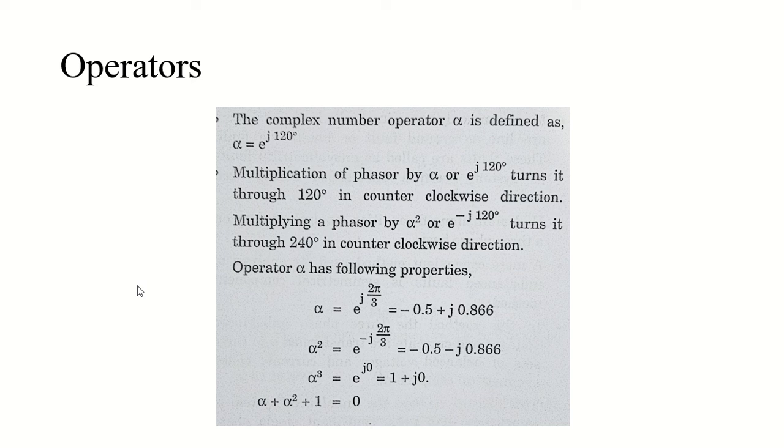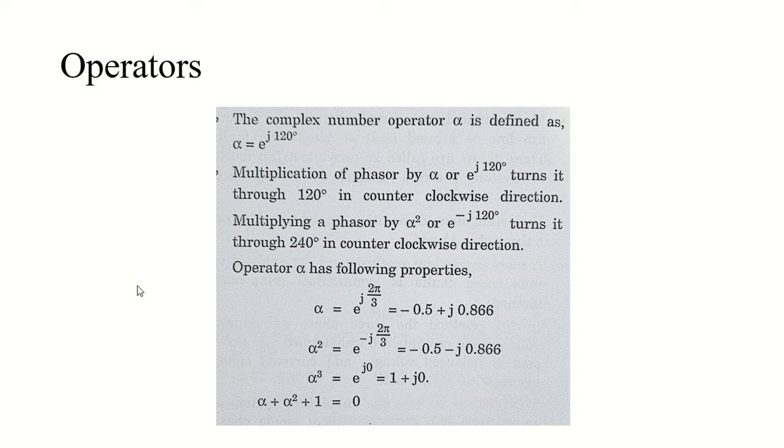Alpha square, which was e raised to minus j 2 pi by 3, you can represent in the same way. This time the only difference will be the sign before the imaginary number, which will be changed. So the value will be minus 0.5 minus j 0.866.